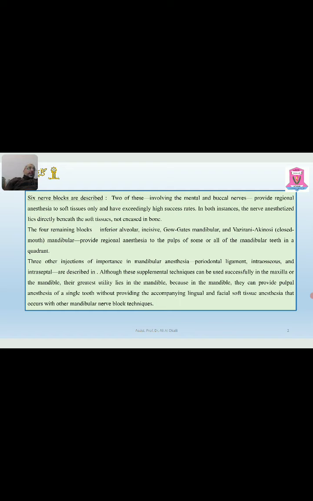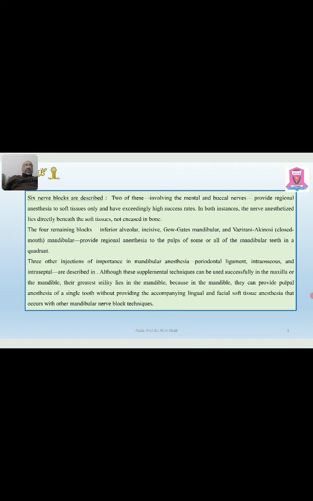The mental nerve exits from the mental foramen and the long buccal nerve descends along the medial pterygoid and then lies on the buccal vestibule of the mandible. The 4 remaining blocks, of course, these two, the mental and long buccal, lie directly underneath soft tissue.